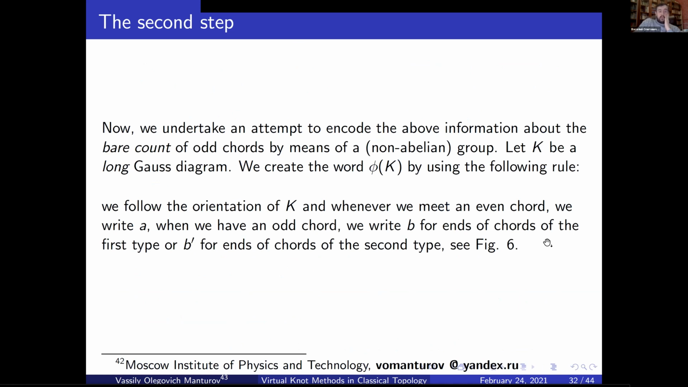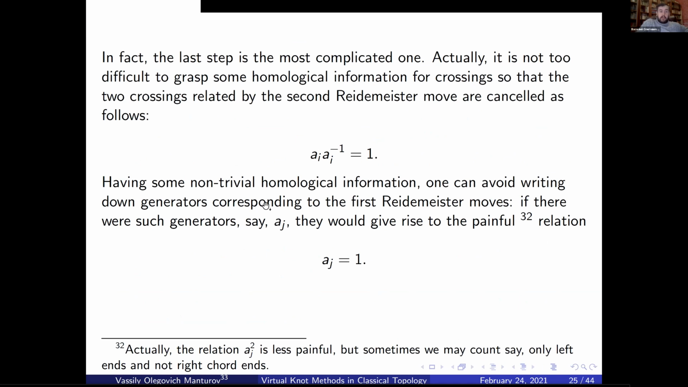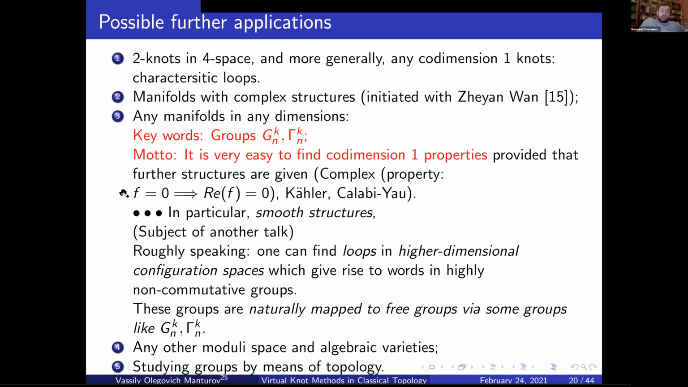And if we have, for example, a complex structure in a certain manifold, then we can look for some codimension one surfaces, hypersurfaces, which come from some complex structure and something like real part of something is equal to 0. So this work where we started studying complex surfaces was initiated with Wang Jian.